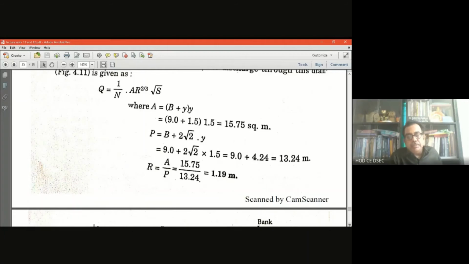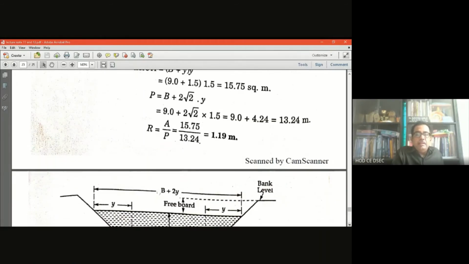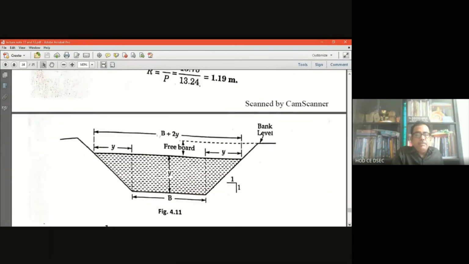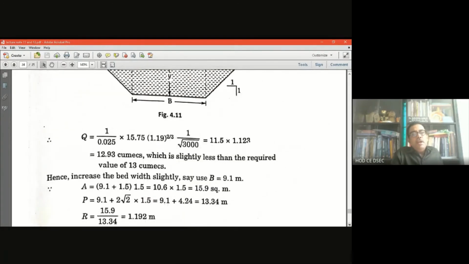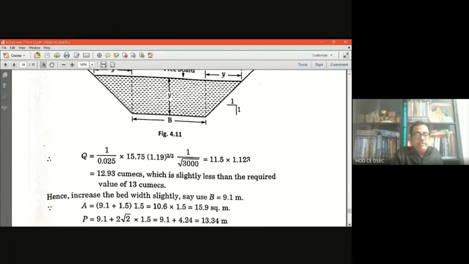So obviously the perimeter is B plus 2 root y, it is just the wetted perimeter, that is along the surface of the water only. That portion we have taken, not the whole section we have taken as the perimeter. So ultimately R is obtained as 1.19 meter. Now you apply the Manning's formula and find out the Q, as we are putting all the required values of the parameters in the Manning's formula.